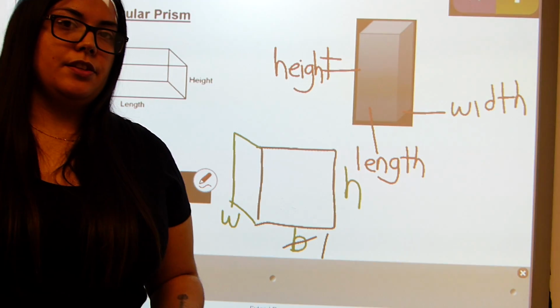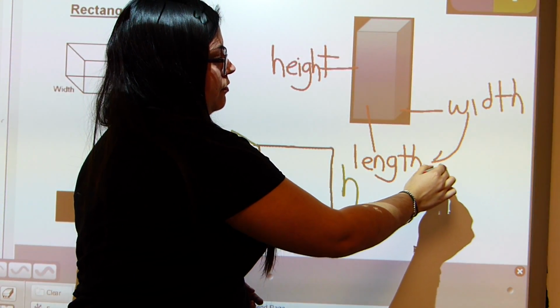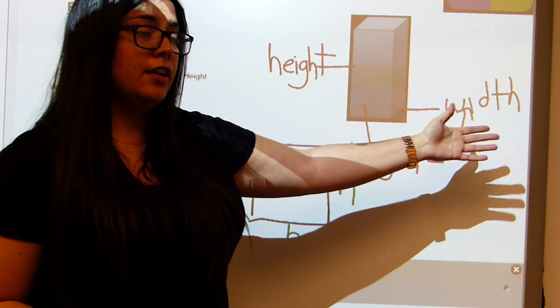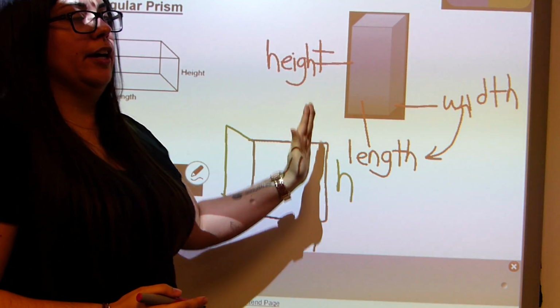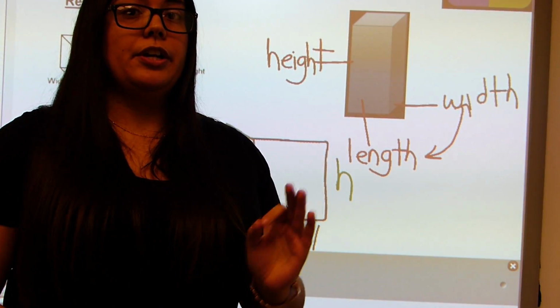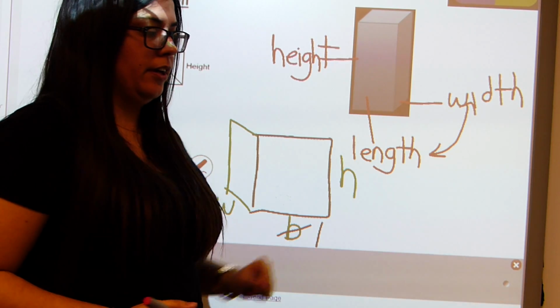So when you're labeling these things on your test, just know you can switch the length and the width. For instance, the diagonal can be your length, and the straight on can be your width. But just know that the part going straight up is always your height. So on your quiz, you always have to label your height as the part of the rectangular prism that is going straight up. Okay?